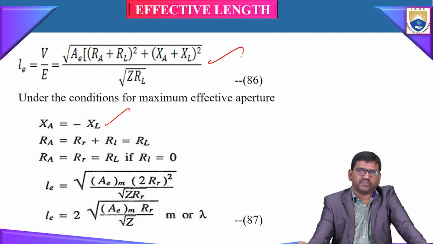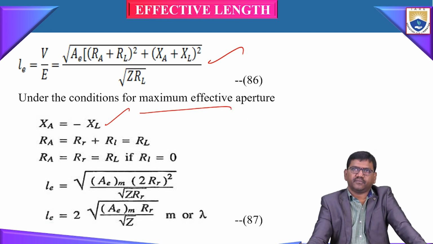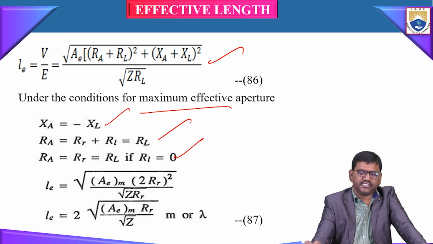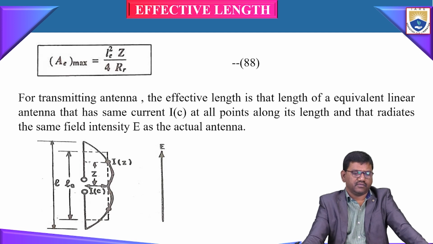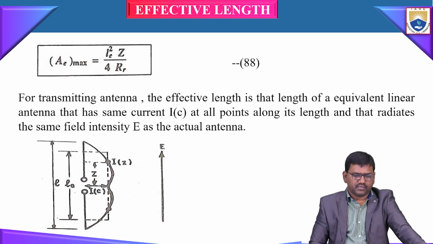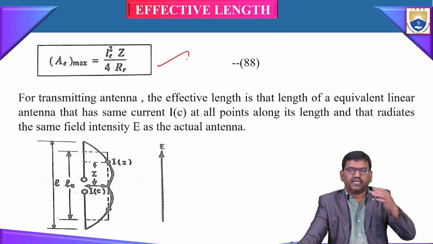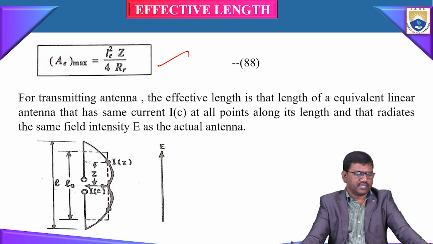So LE is equal to V by E. Substitute the value of V here, and we simplify the conditions of maximum effective aperture by substituting these conditions in this equation. If you simplify this, you will get AE max equal to LE square Z by 4RR. This is the condition to calculate the maximum effective aperture in the receiving mode. How much field strength is received by the receiver depends upon the maximum effective aperture of the receiving antenna, which is related to the equation LE square Z by 4RR.